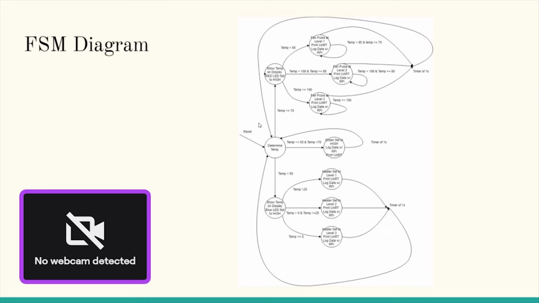This is the finite state machine. Once we determine the temp, we have an output for the blue, green, or red LED depending on what the temperature is. If the temperature is low, we have three heater levels, and we print it through the UART on the Raspberry Pi, and we log the data. If the temp is high, we set the red LED high, and then we have the fan pulsing at three different levels, and we also print it through UART and log it with the Raspberry Pi. If the temp is in the average range, we set the green LED to high, and we also log data with the Raspberry Pi and print it through the UART.